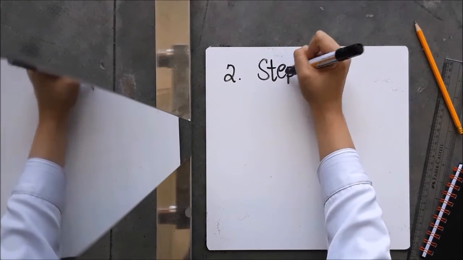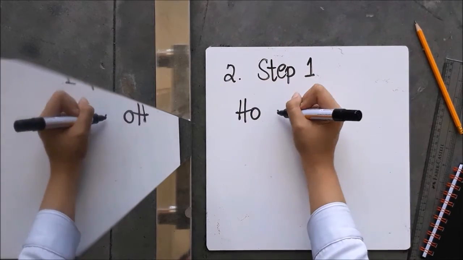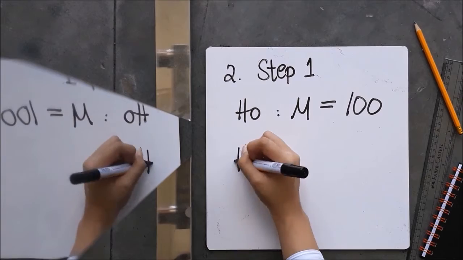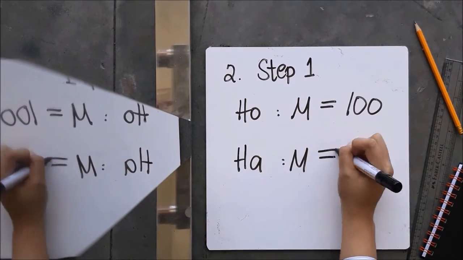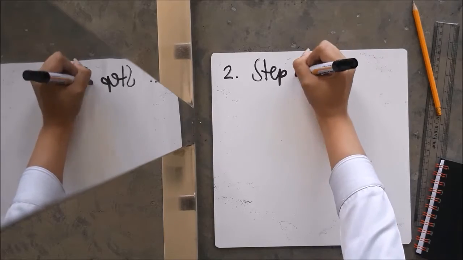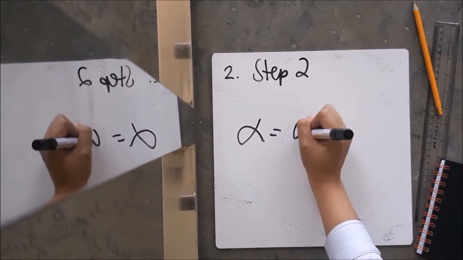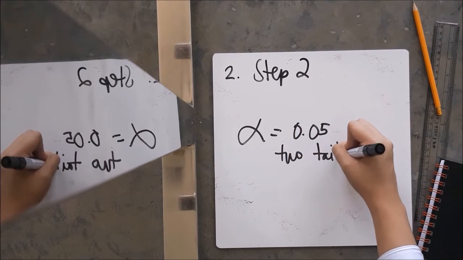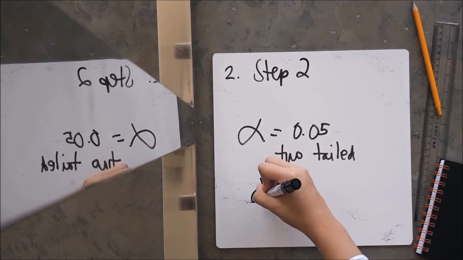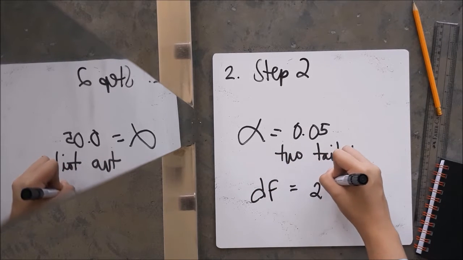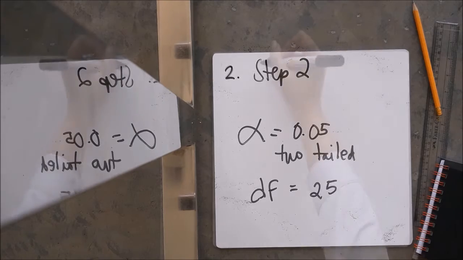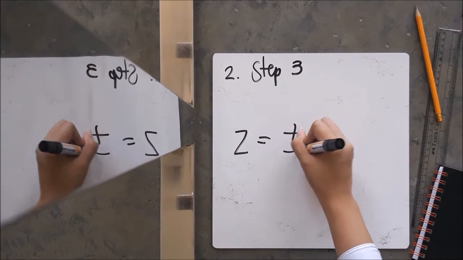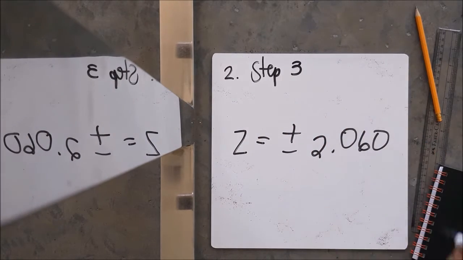Step 1 is to define the hypothesis. The H0 is mean is equal to 100, and HA is mean is not equal to 100. Step 2 is to state the alpha. The alpha is 0.01. And it is a two-tailed test. And the DF is 25. Step 3 is to find the critical t value. The t value is plus or minus 2.060.